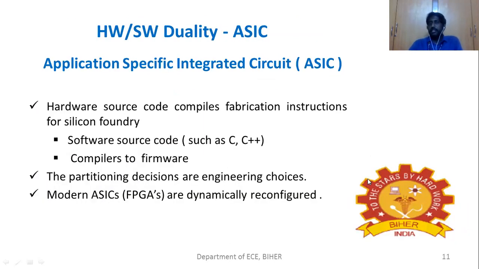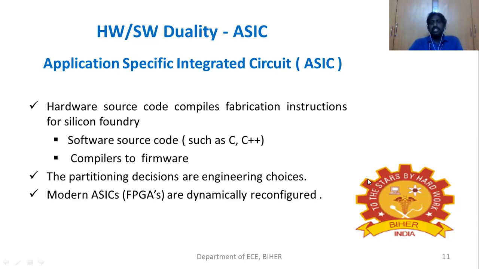So hardware software duality is used in the application specific integrated circuit, ASIC. A hardware source code compiles into fabrication instructions for the silicon boundary. A software source code, such as C or C++, compiles to firmware. Firmware is a device where your application software is loaded. Your application software is loaded in a hardware. Our MP3 player is an example of a firmware application. You are loading a program to play the songs. It is loaded in your firmware, and you have a program memory as well as a data memory. In the data memory, we store our data, songs and other things. We can access our data, and our program is run through the firmware operation.